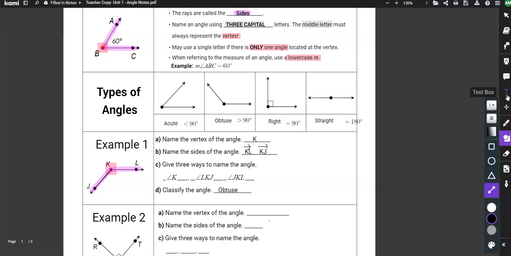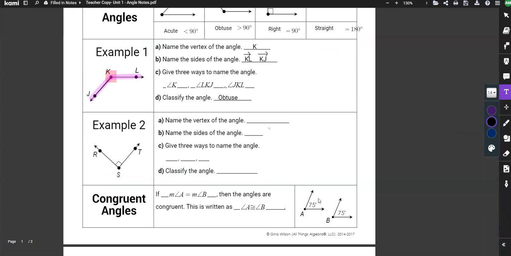All right, moving on. We are going to look at example number 2. It wants us again to name the vertex of the angle, which is right here.